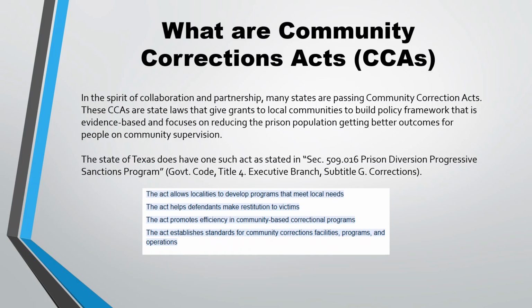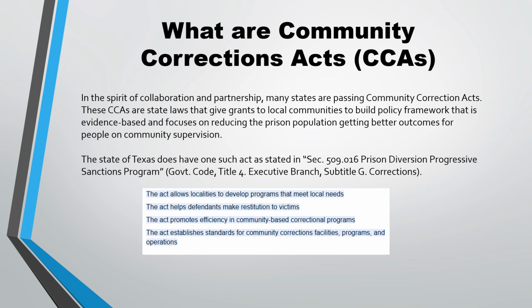What are Community Corrections Acts, the CCAs? In the spirit of collaboration and partnership, many states are passing Community Correction Acts. These CCAs are state laws that give grants to local communities to build policy framework that is evidence-based and focuses on reducing the prison population. So basically these are laws that help communities to build policies, to make regulations.